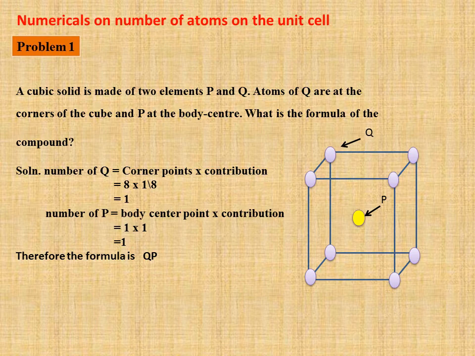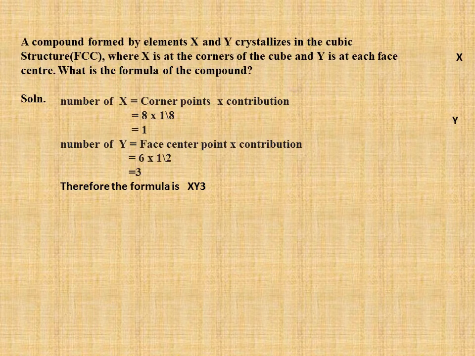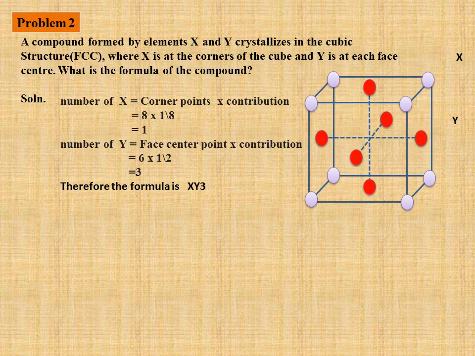Let us go for the second problem, number 2. Students, a compound formed by elements X and Y crystallizes in the cubic structure FCC, face centered cubic structure, where X is at the corner of the cube and Y is at the face center. What is the formula of the compound?